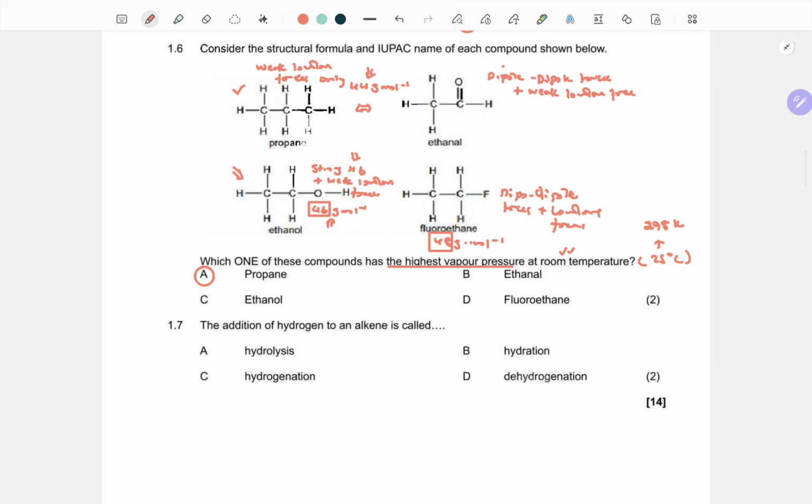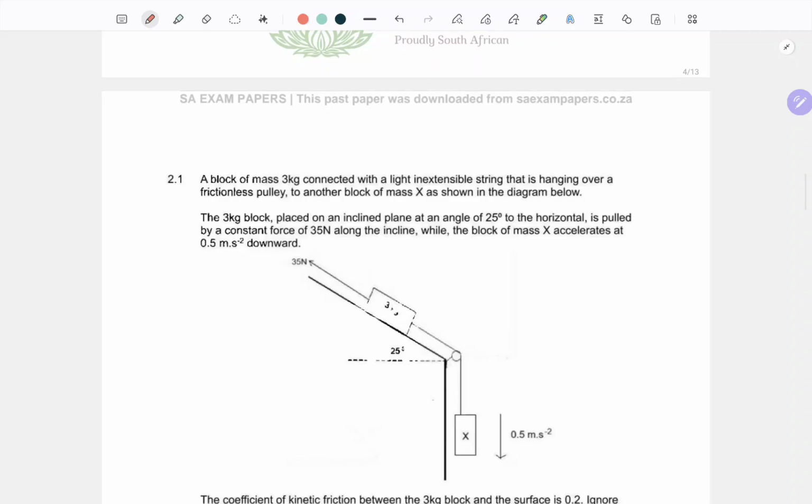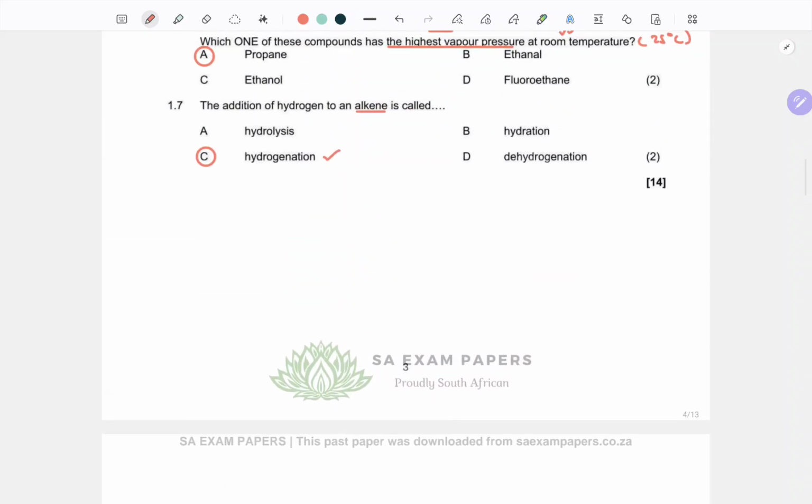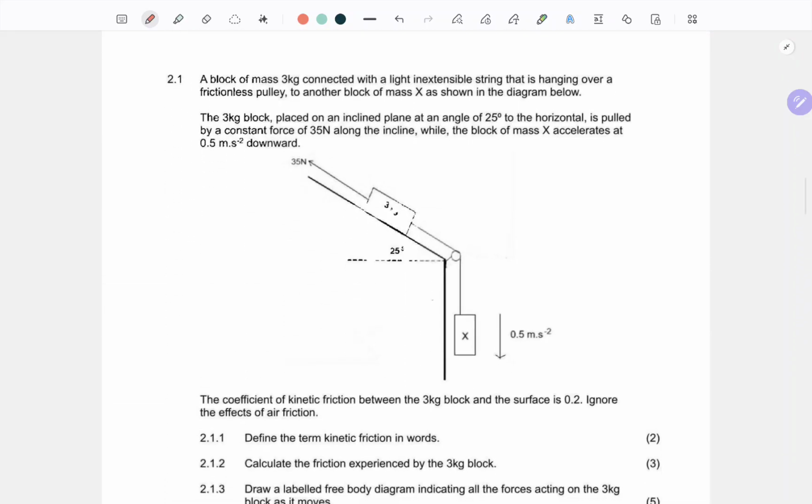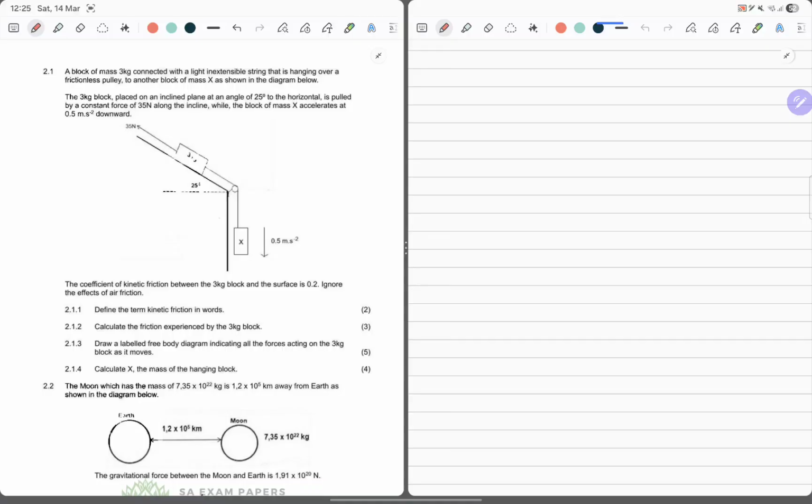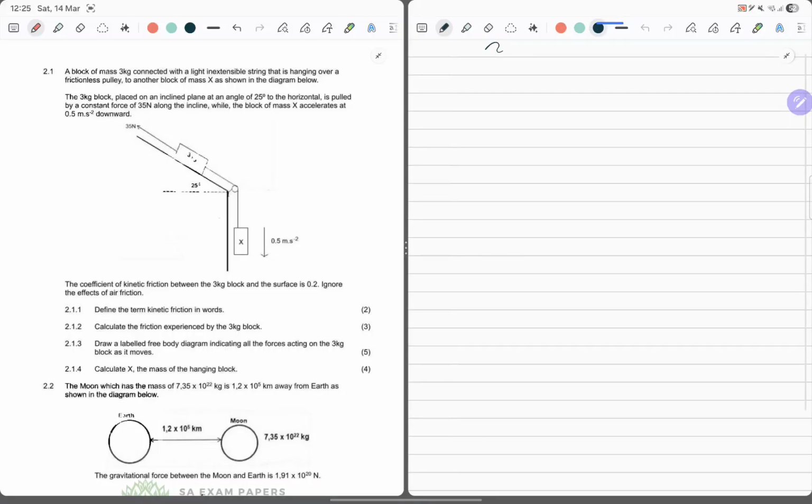1.7 says the addition of hydrogen to an alkene is called, obviously it's hydrogenation, right? It's either you know or you don't. Now, folks, that's it for the MCQs. So now let's get to some serious business. All right, so we've got question 2.